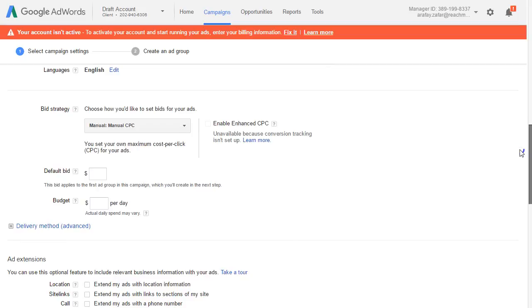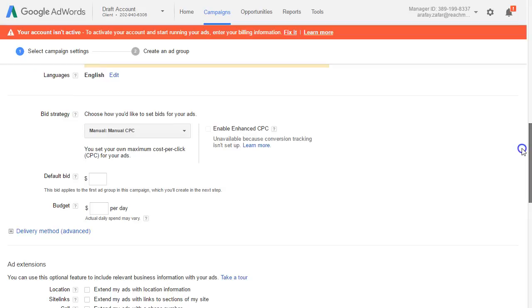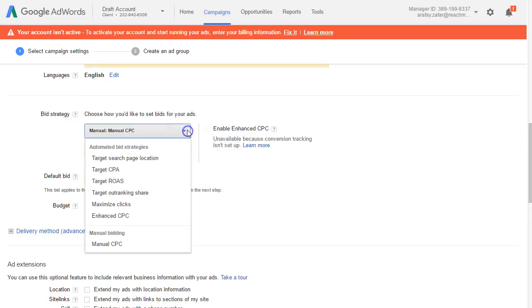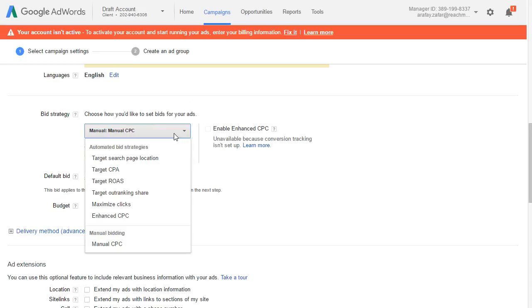But over here we don't have such a problem, so English is the only language you're going to target. Then the bid strategy, here we have several options, but I prefer the manual cost per click, because this is the one that you can fully control. The other options, you're essentially giving Google the control to manage your bids.